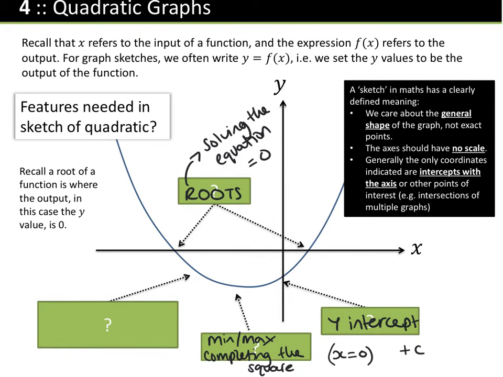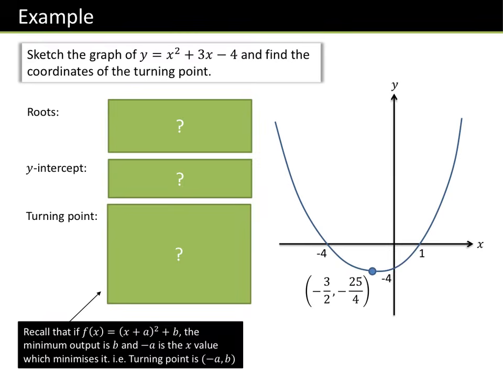Then, this one is just making sure the shape is correct, okay? If you have a positive x squared, you're going to have a u. If you have a negative x squared, you're going to have a n. Okay? So, okay, this is nice and sketched. This is the one we did earlier. Okay, and we can see we've got our 4 marks. Okay?